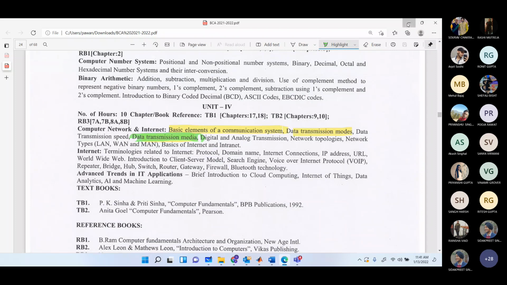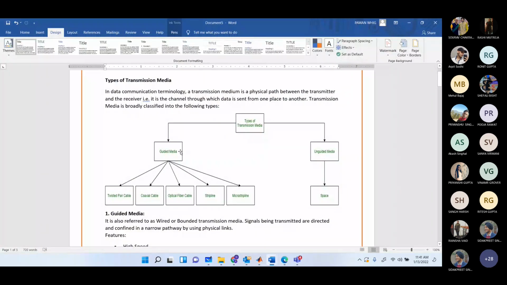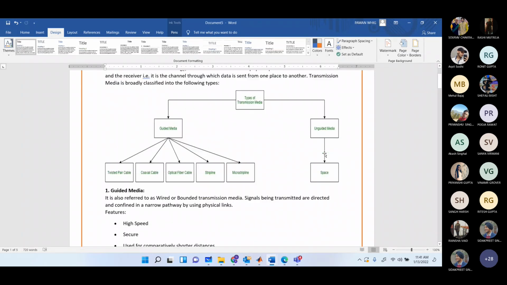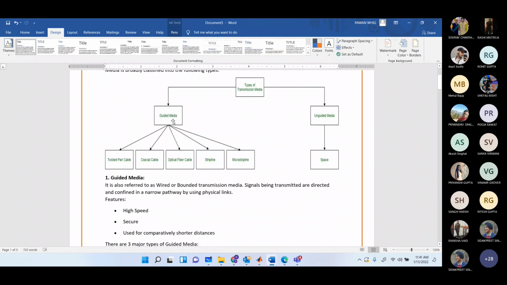So already I told you there are two types. One is guided media, another one is unguided media. But in today's class, we will explore it in more detail because this is a very important question from the exam point of view also. So if we are talking about guided media, guided means there is something physical link present between transmitter and receiver.